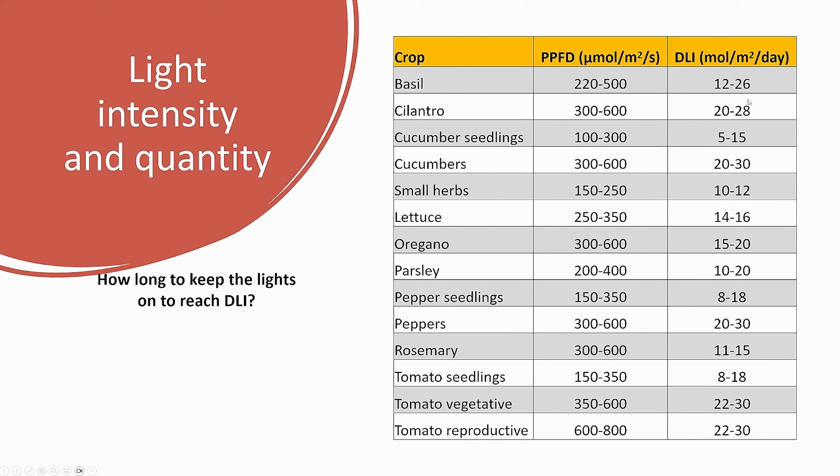Let's say we already have the DLI recommendations for plants. How do you know how long to keep the lights on to reach this DLI?